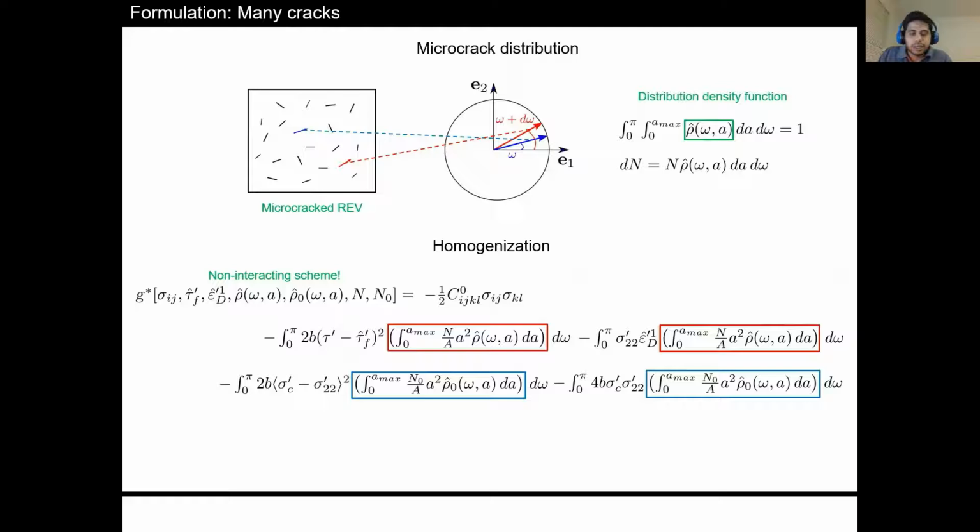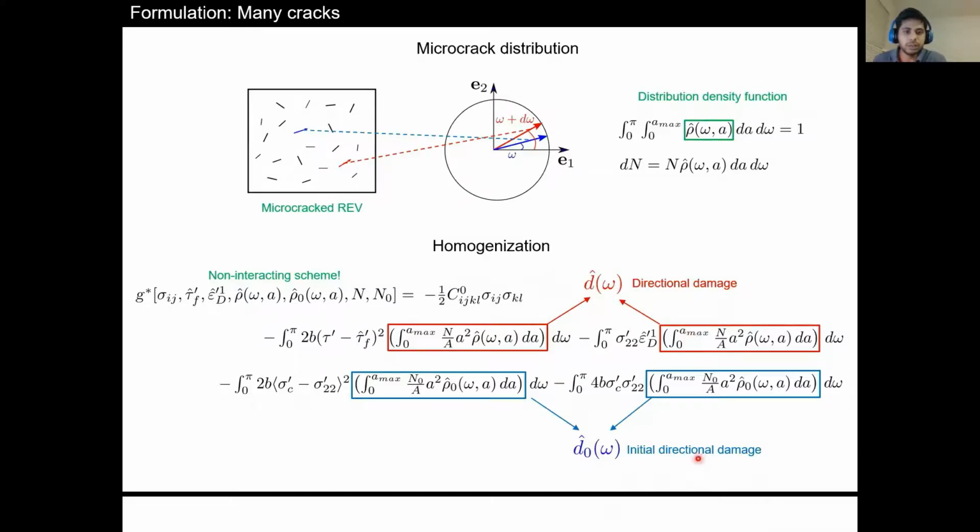Therefore, it is natural to define the inner integral as the directional damage in our theory. Furthermore, here we assume that the crack closing effect is only contributed by the pre-existing natural cracks. So for the crack closing effect, we consider the initial microcrack density distribution.